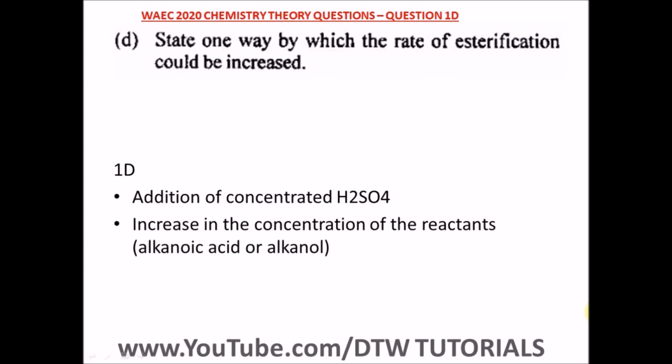Question 1D. State one way by which the rate of esterification could be increased. So esterification is a reaction between an ethanoic acid, an alkanoic acid, and an alkanol. So a reaction between an alkanoic acid and an alkanol to give us esters and water. This is an esterification reaction.